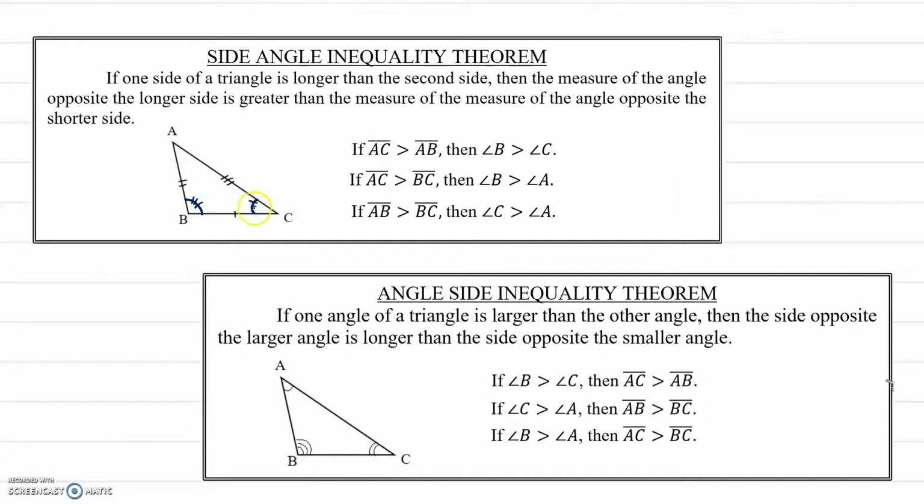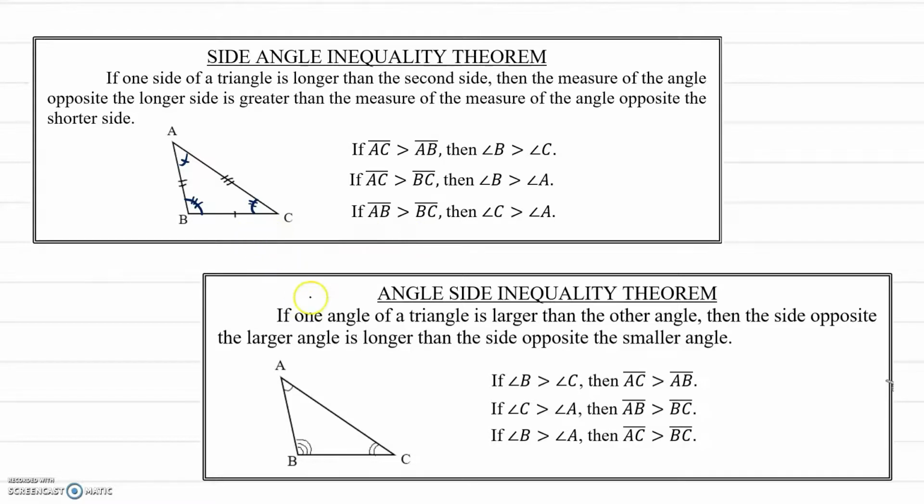Okay, so comparing also angle C and angle A, which is a bigger angle? So the side opposite to angle C is longer than the side opposite to angle A. Meaning to say, angle A is smaller than angle C. Okay, so that's the side-angle inequality theorem. Now let's have the angle-side inequality theorem.